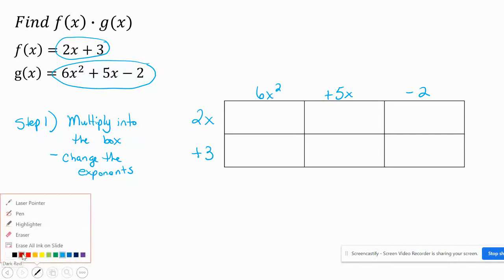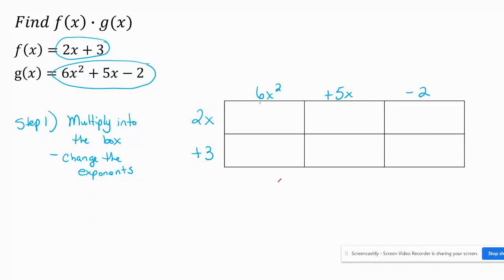All right, so let me just pick up another color. So 2x times 6x squared. So remember, we're taking this item and we're multiplying it across to all 3 of those. Okay, so we're going to take the 2x and multiply it all the way across. So 2x times 6x squared is 12x to the third, because x squared times x goes up to x to the third. Okay, so this is where we're changing the exponents.